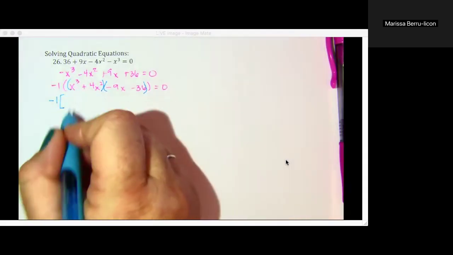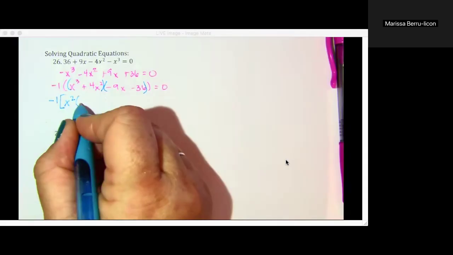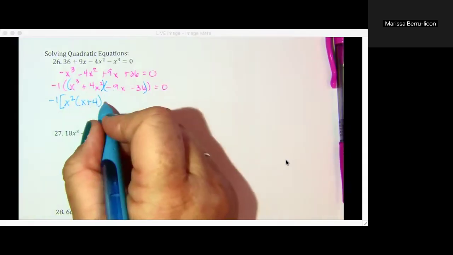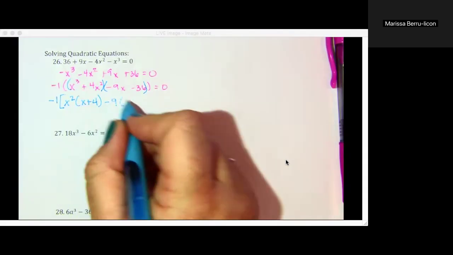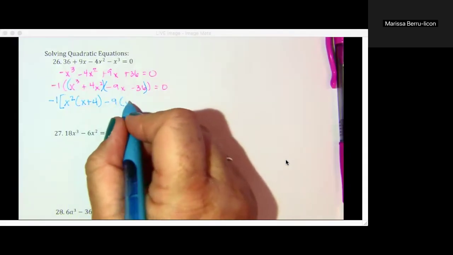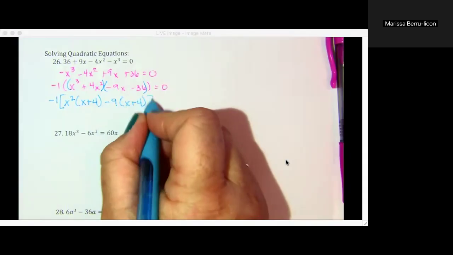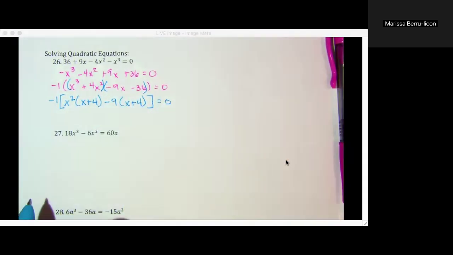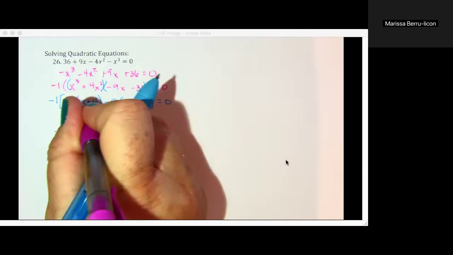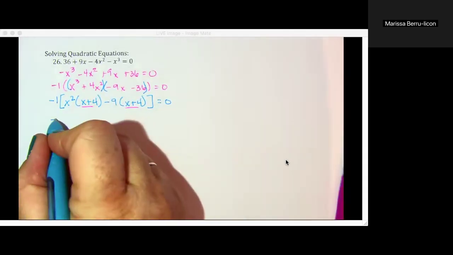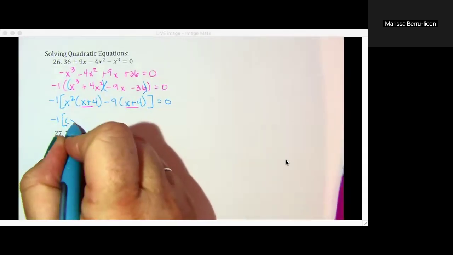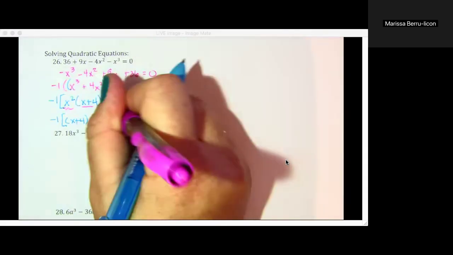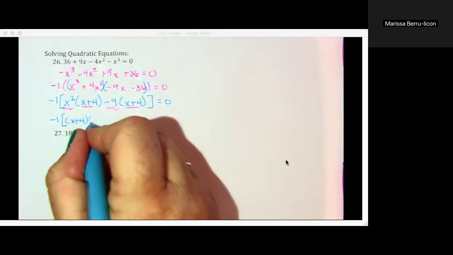In this first group, I have a common factor of x squared and then I have x plus 4. And then in the second group, I have a -9 as my common factor. And then I'm left with x plus 4. And again, you can distribute to make sure you get back to where you started. And I notice that we have this common factor of x plus 4. So carrying my -1 down, I've got x plus 4. And then what I'm left with is x squared minus 9.